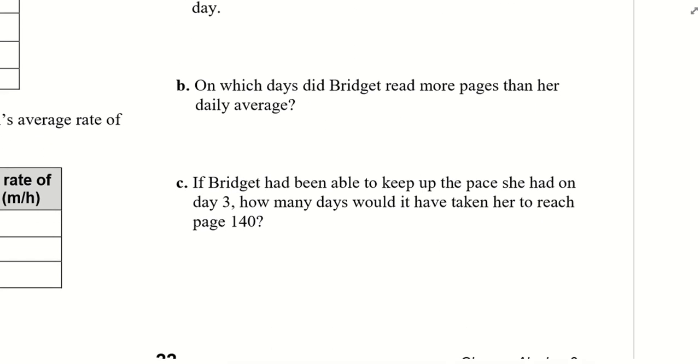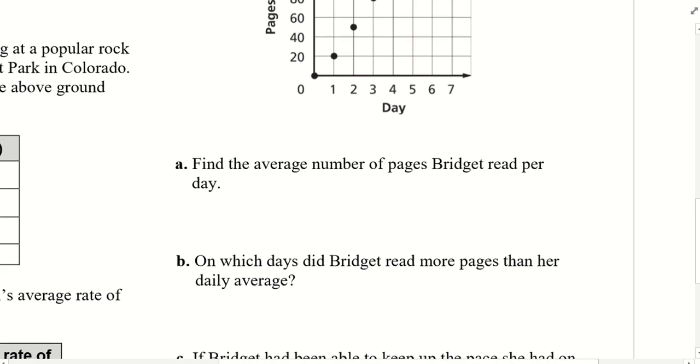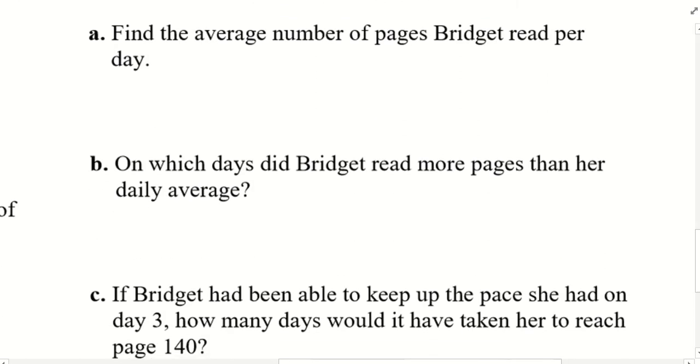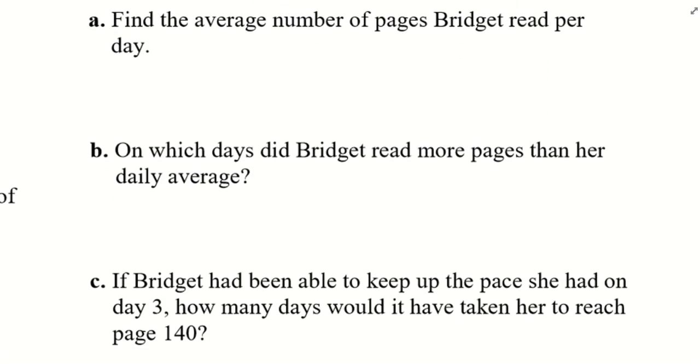And then on the last one, if Bridget had been able to keep up the pace she had on day 3, how many days would it have taken her to reach 140? That one I'm going to leave you hanging on because that one's a little tricky. Look at her pace on day 3 and estimate how many days it's going to take her at that pace. If she got to 80 pages on day 3, how many days is it roughly going to take her to get to, what was it? A total of 140 pages. So you can be a little creative on that and make your best guess.